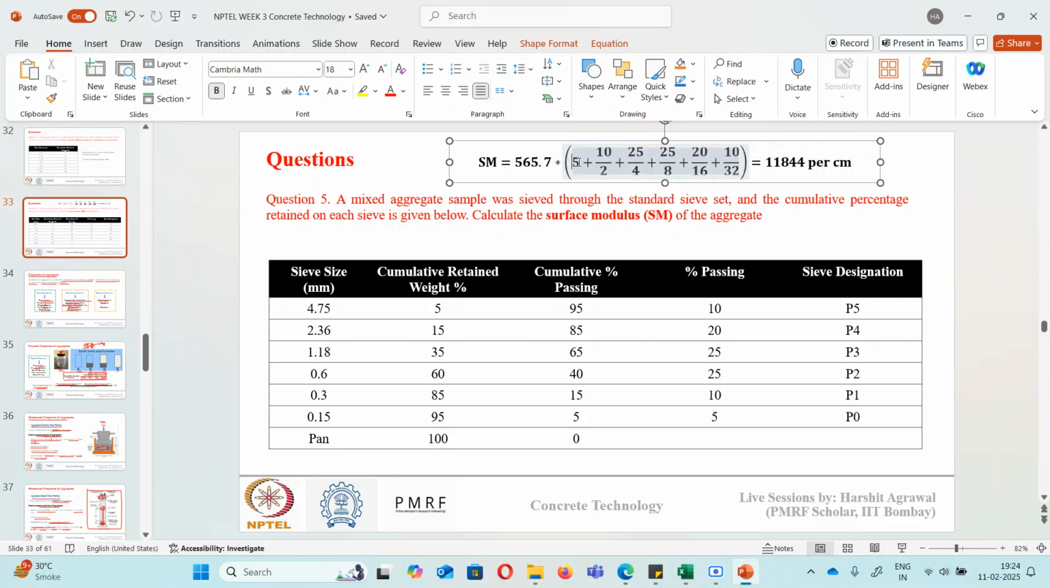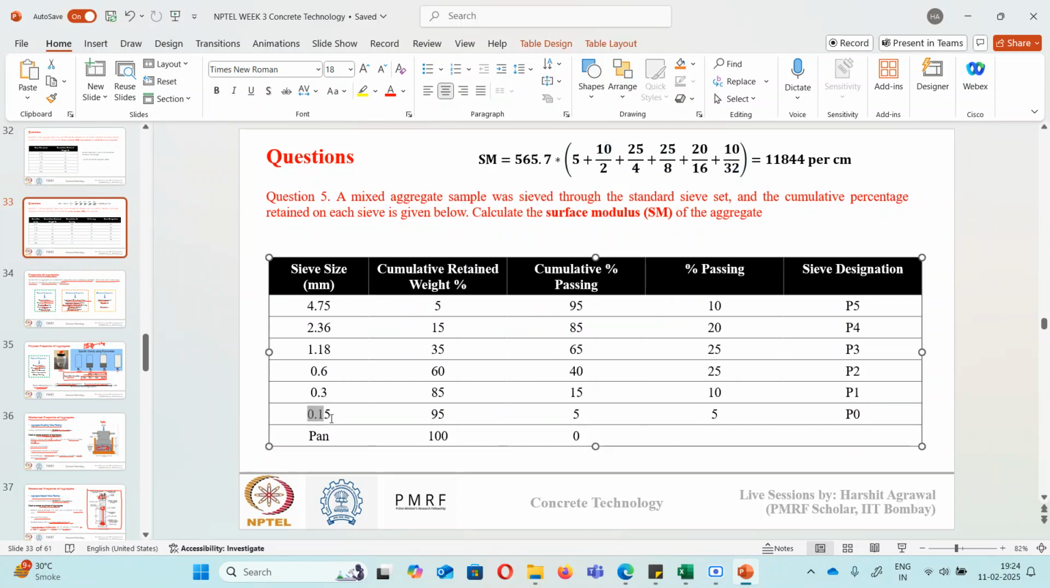Now P is the particle in the range of a particular sieve. So what I define, P naught is my particles which are finer than 0.15 mm but coarser than 0.075 mm. Similarly, p1 is the particle in this two size range, p2 is the particle in between these two size, p3 is the particle in between these three size. This is how we denote a sieve.